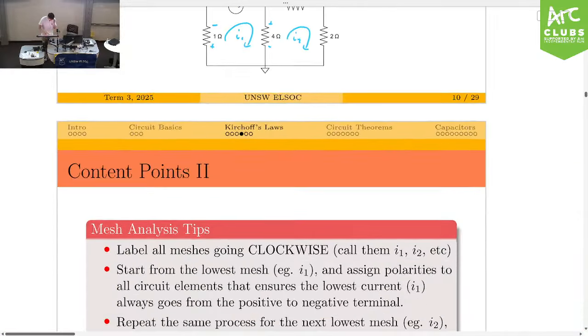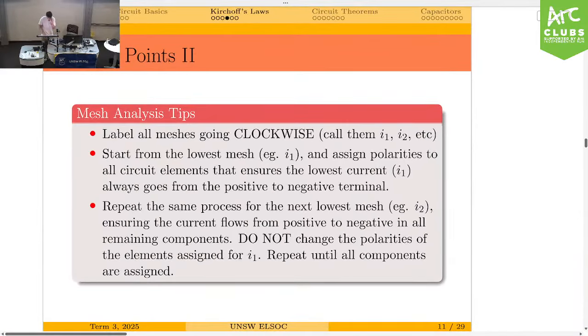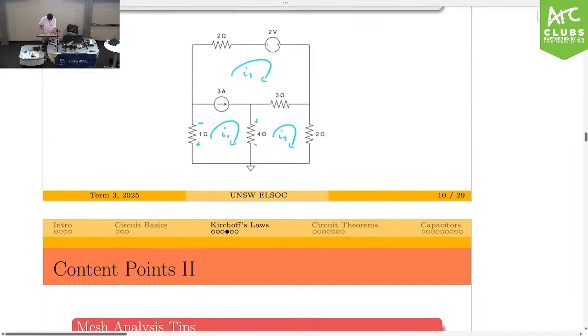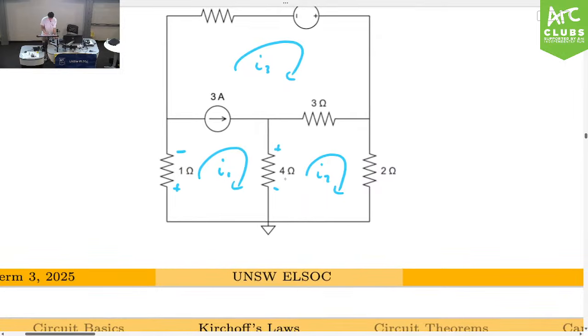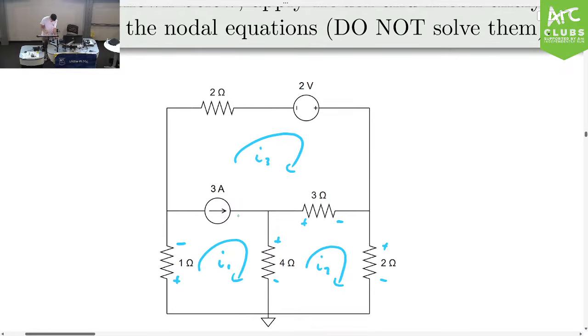Then we continue for the next lowest mesh, I2, and we do the same thing, but we do not touch the ones we've already done for I1. So let's go around. We'll do positive to negative here, and positive to negative here. And then we'll do I3. We've already done that one, so we'll just do positive to negative here. Okay, all makes sense?